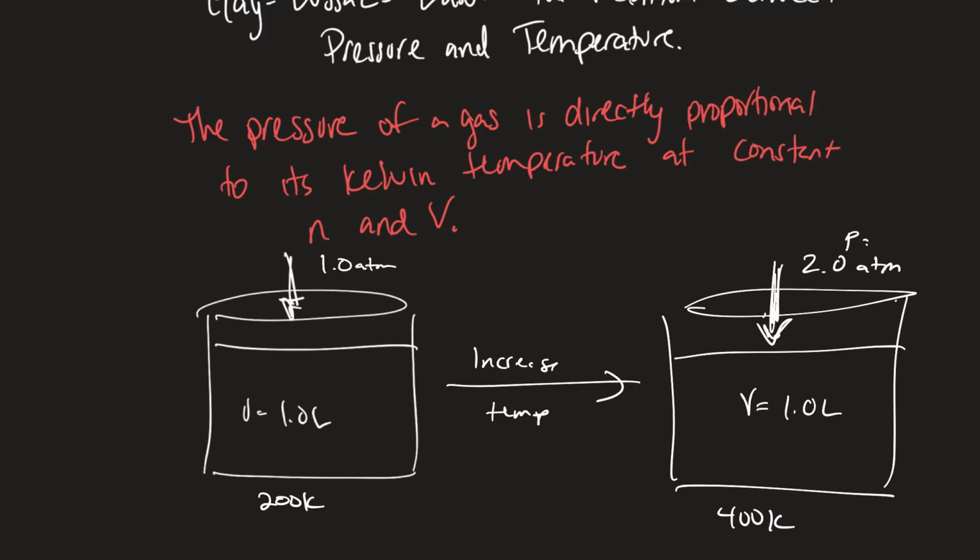So it's a direct relationship between the two. When one goes up, the other one goes up as well. Mathematically speaking, then, we could say that P1 over T1 equals P2 over T2. This shows us the relationship is completely direct. When one goes up, the other one is going to go up as well.